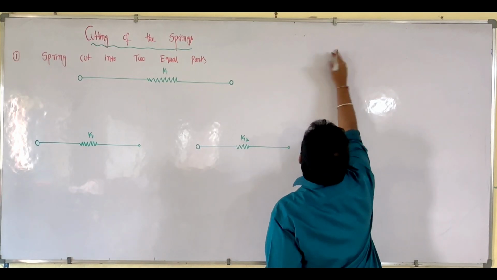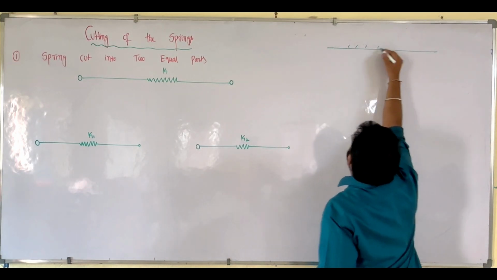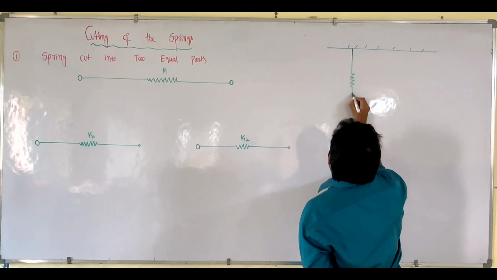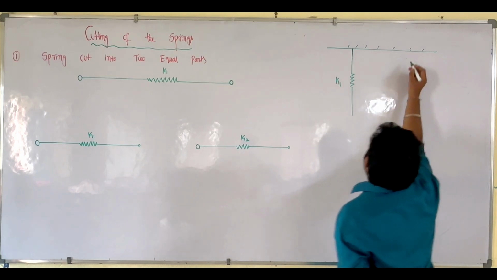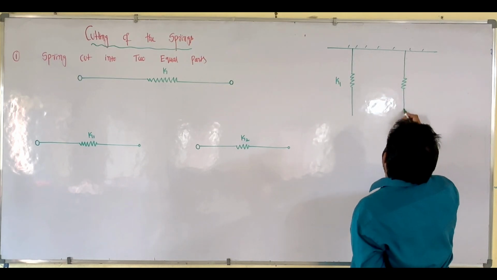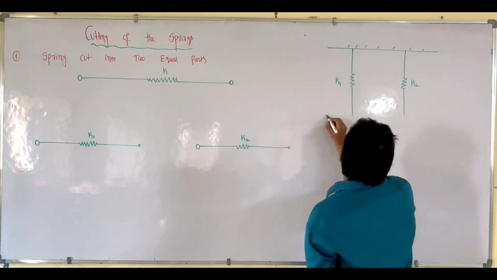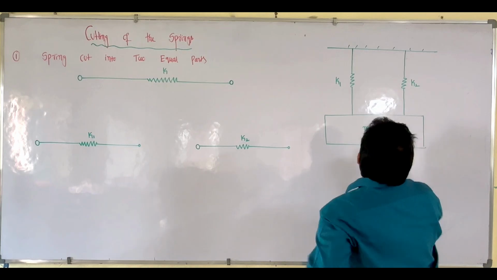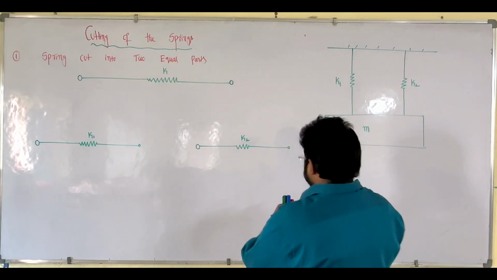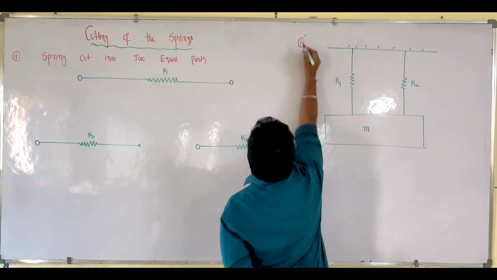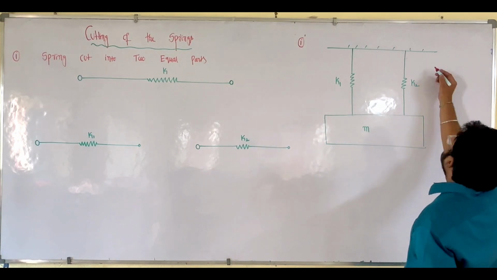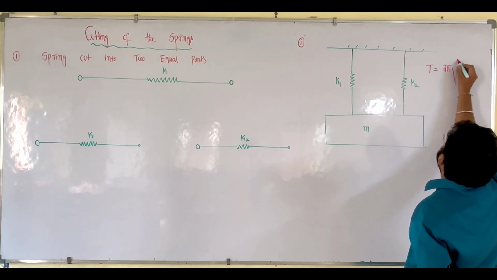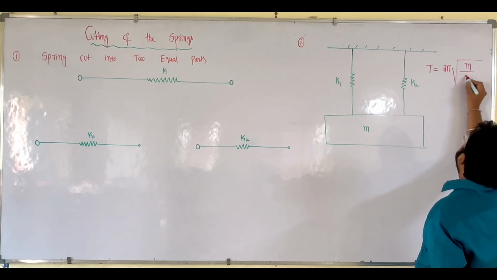Then the time period of oscillation they are asking. These two parts are connected in parallel, K1 and K2, and this is mass M. What is the time period of oscillation? This is one way of asking. Time period of oscillation here is 2 pi square root of M by K equivalent.